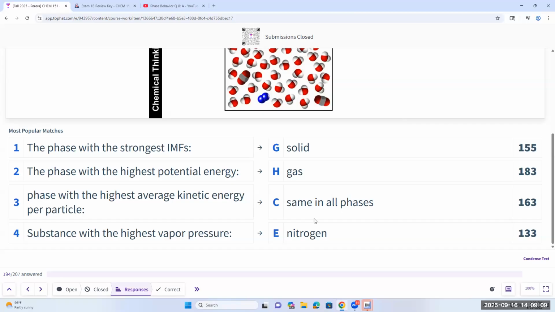Why did you pick nitrogen? Well, with higher IMFs, it means the vapor pressure is lower. So with higher vapor pressure, that means the IMF is low. That is correct. But how do we know nitrogen has the lower or weak IMF? Well, because nitrogen here is a gas, that means it has a low IMF and high potential energy. Okay.